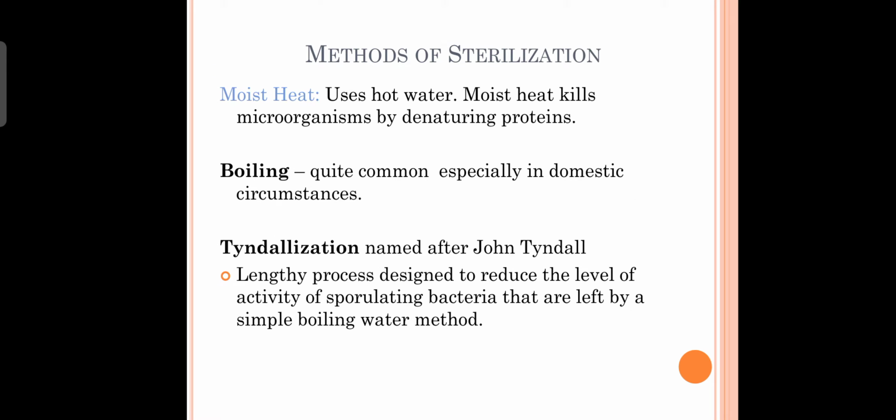The next one is moist heat. Dry heat means heat you use without water, but in moist heat there will be water. It uses hot water. Moist heat kills microorganisms by denaturing the proteins. The first one is boiling. Quite common, especially in domestic circumstances. Everyone knows this in our home.